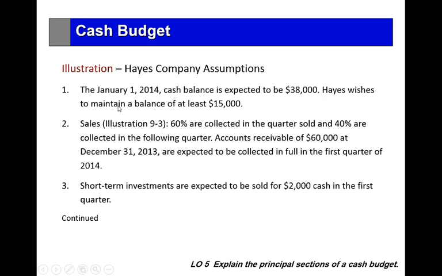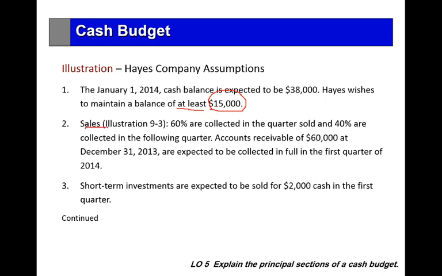The company wishes to maintain a balance of at least $15,000. At least, the minimum cash balance is $15,000. It's prohibited to decline below this amount. We mean by at least that greater than this amount is permitted, but lower than this amount is prohibited.